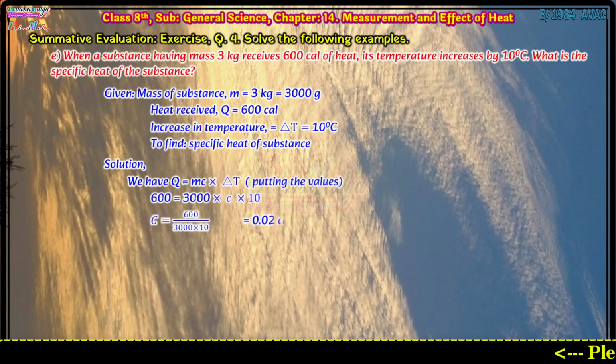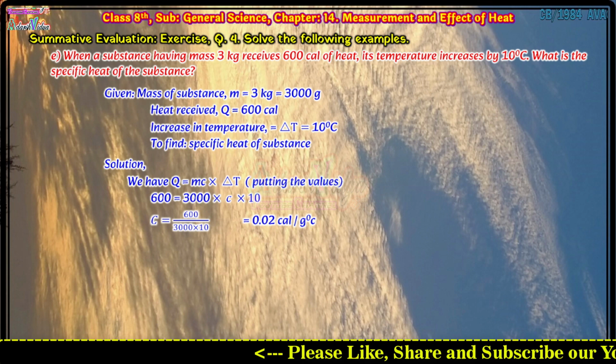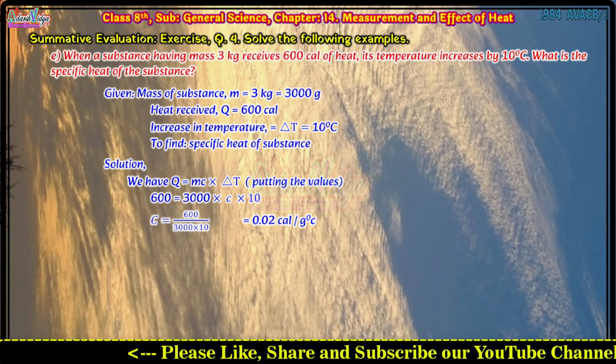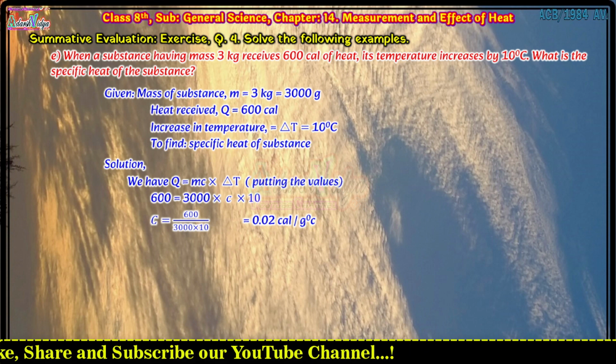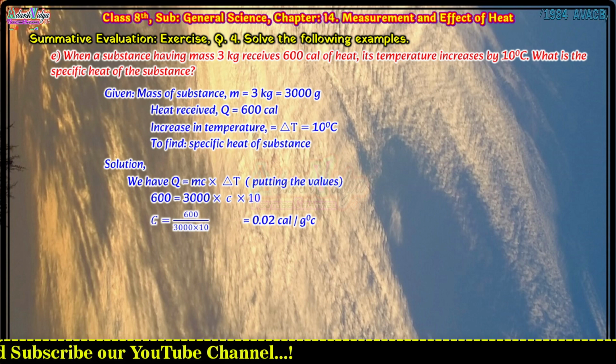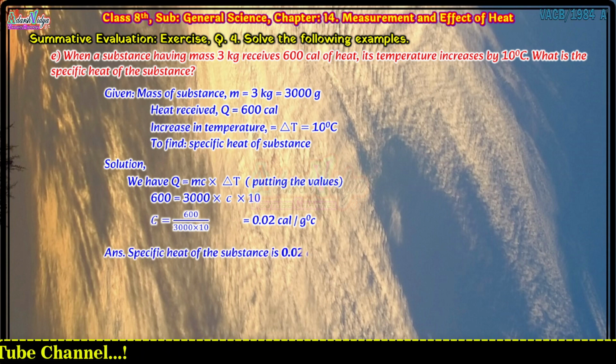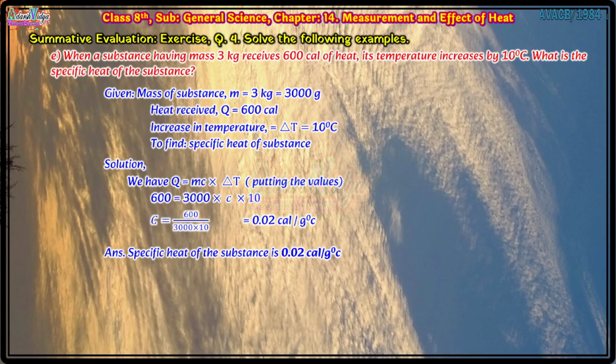Solution. We have Q equals mcΔT, putting the values. 600 is equal to 3000 times c times 10. c equals 600/(3000 × 10) equals 0.02 calories/g°C. And its final answer is: specific heat of the substance is 0.02 cal/g°C.